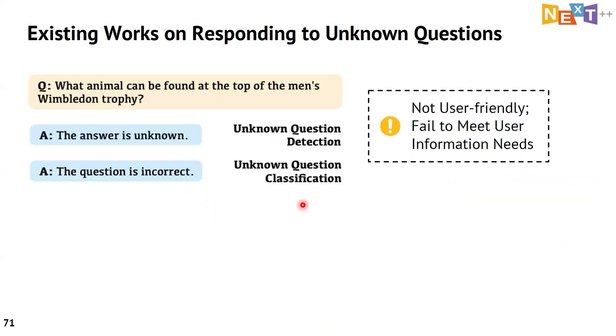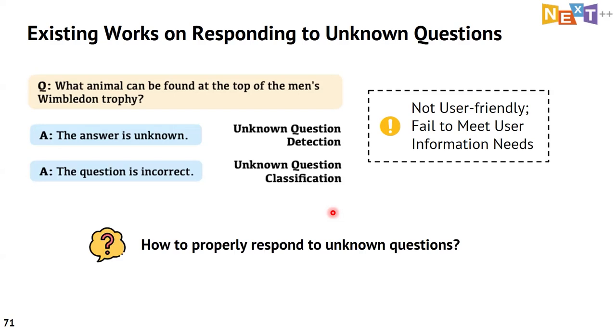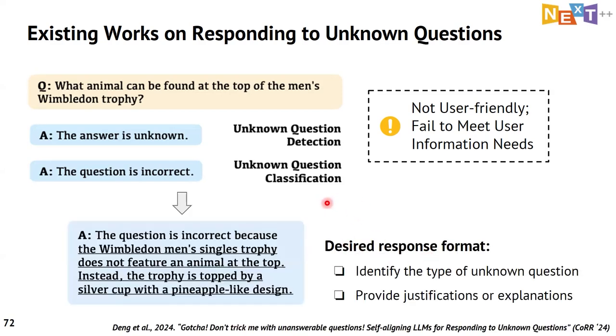So although these two kinds of approaches can refuse to answer unknown questions, they are not very user-friendly, because we do not want the LLM to often reject our question just because we provided an inappropriate question. It may fail to meet the user's information needs by just rejecting this kind of unknown question. So the question becomes how to properly respond to those unknown questions. And here is a recent work also released on arXiv this month.